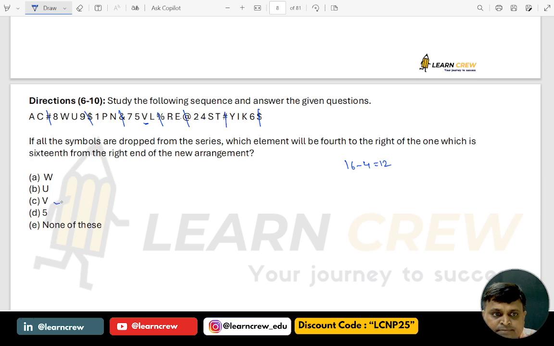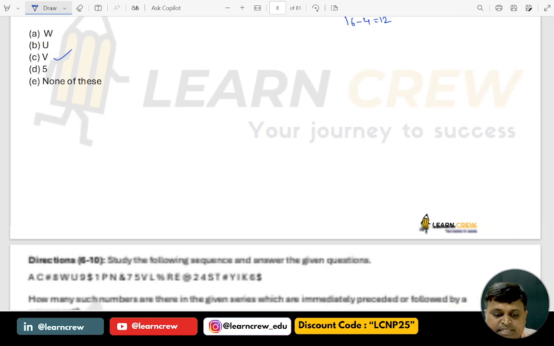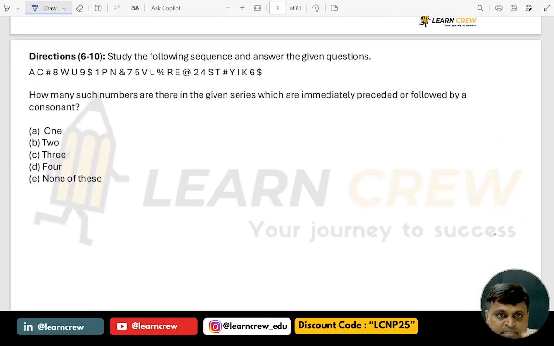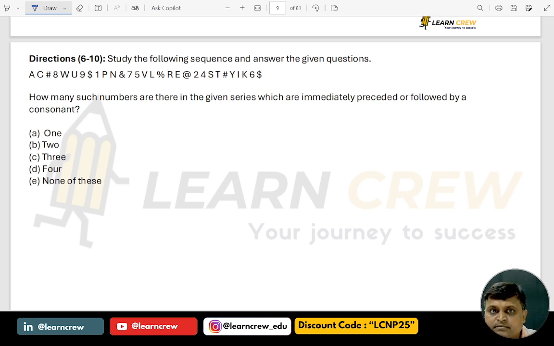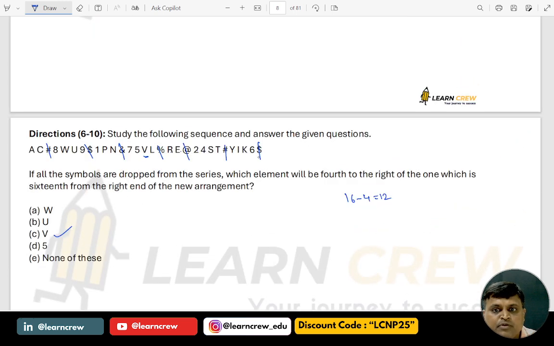V is the answer. Now next, how many such numbers are there in the given series which are immediately preceded or followed by a consonant? If you see here, preceded or followed by a consonant. Is it correct? Before you have no other question, right?